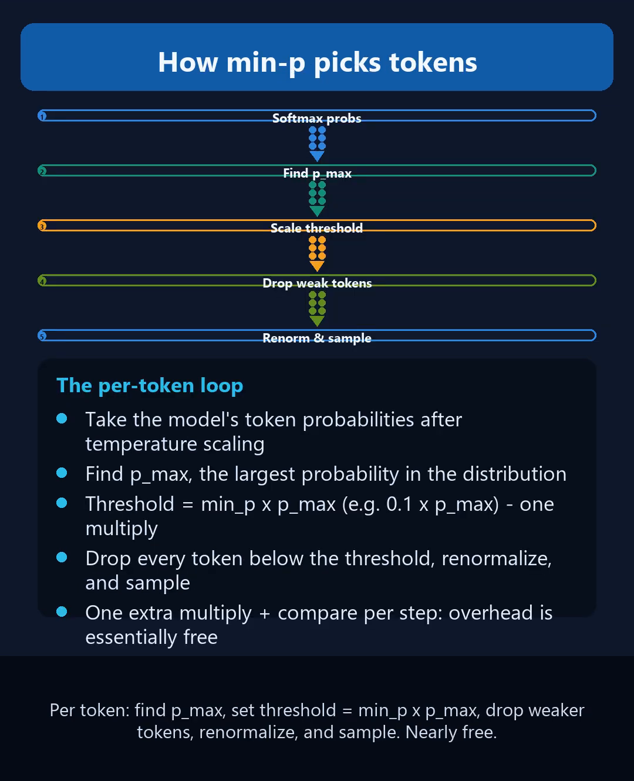Here is the loop, run every token. Take the model's probabilities after temperature scaling. Find Pmax, the largest one. Multiply it by your MinP value, say 0.1, to get an absolute threshold. Drop every token below that threshold. Renormalize what remains and sample from it. It is just one extra multiply and compare per step, so the overhead is essentially free.